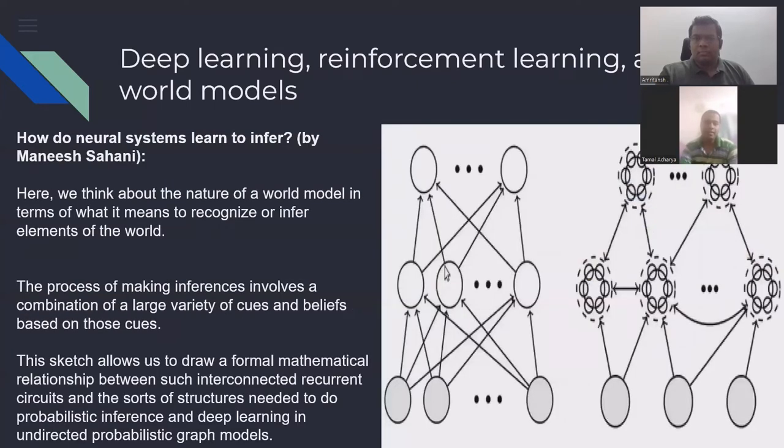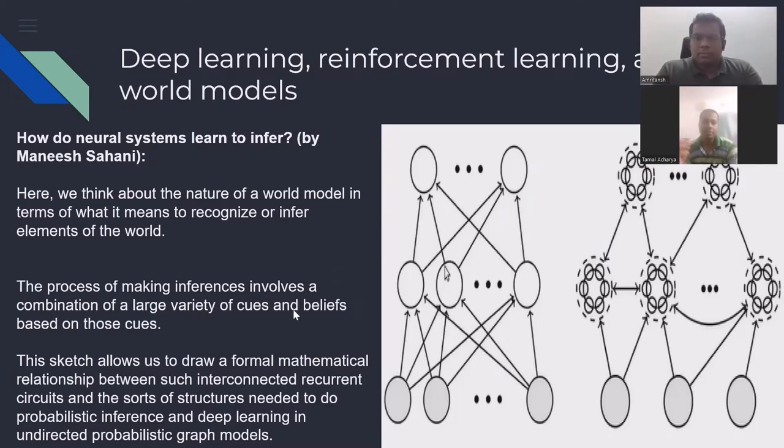Here you see a connection. If you understand this, you might have seen these connections everywhere, like in an inverted format in a neural network. This is how the authors claim neural systems learn to infer. We think about the nature of a world model in terms of what it means to recognize or infer elements of the world. As a curious species, humans try to infer everything. We try to find answers to everything and connect things so that we understand the world better, what is going on around us, in nature or elsewhere.